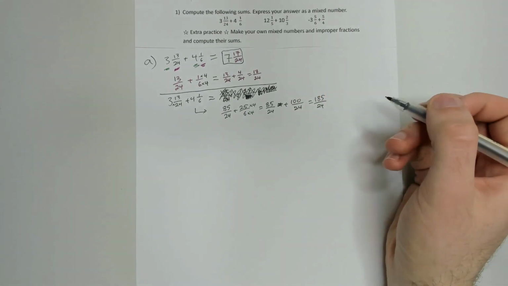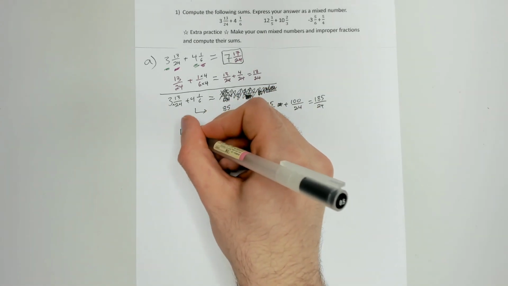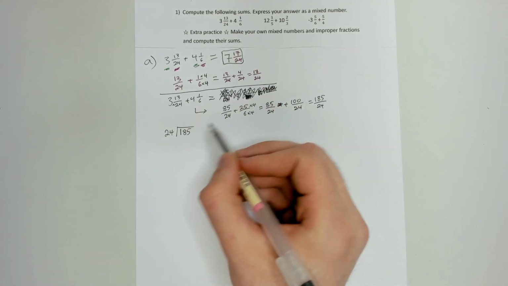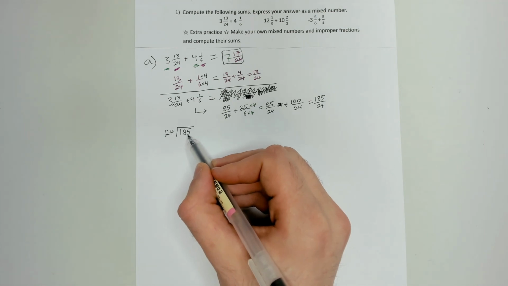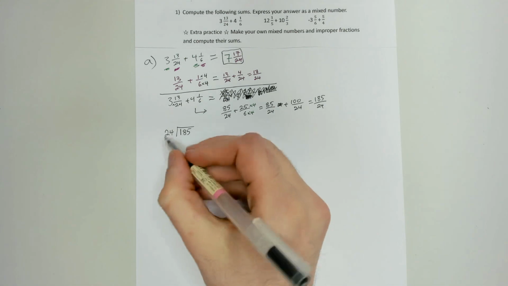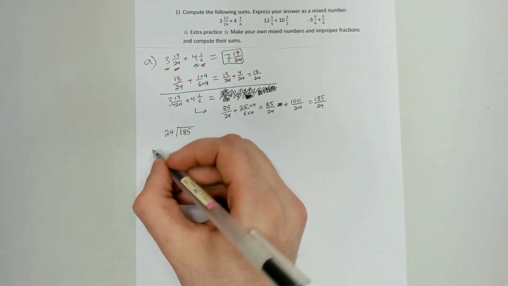We could go ahead and try to simplify this, but we're going to have to divide it anyway when we're converting it into a mixed number. So let's do that first. 185 divided by 24. How many times does 24 go into 1? It doesn't. How about 18? It doesn't either. So we have to look at how many times 24 goes into 185. We might have to multiply it by a few numbers to figure out what the best one is, since it's getting kind of big now.